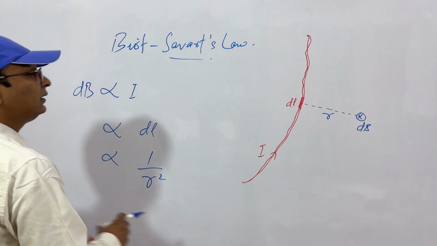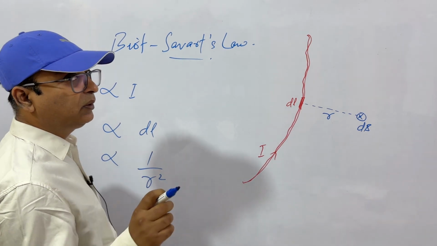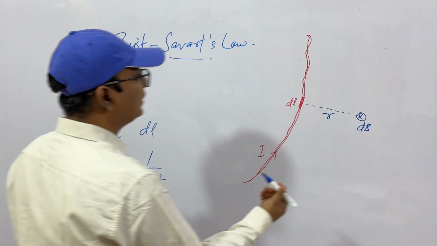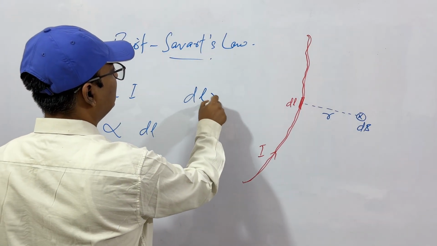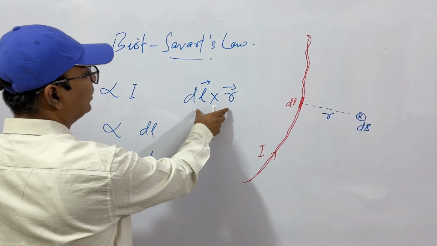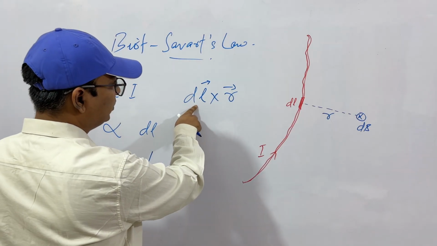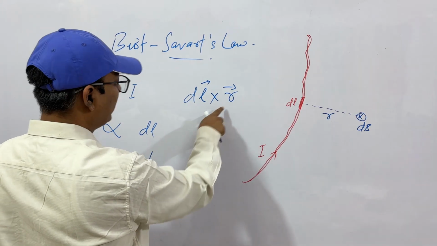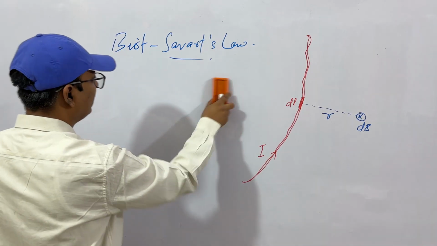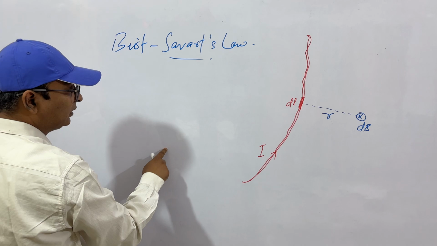And it is found that the direction of the magnetic field is perpendicular to the plane containing this element and this point. That is, you can say this is like dl cross r in vector. What does it signify? dl cross r will be perpendicular to the direction of this and this. So finally, since you are using dl cross r in the numerator, you will have r cube in the denominator.